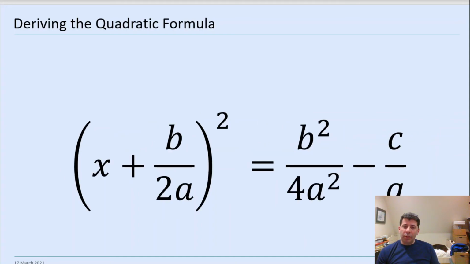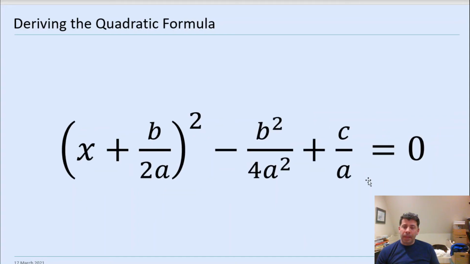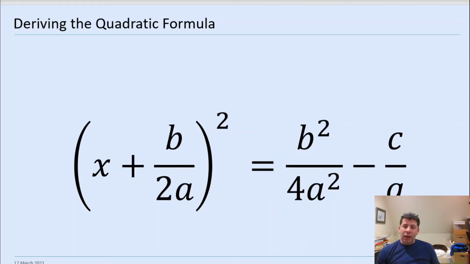Okay, then next up, we're going to take c over a from both sides, and we're going to add b squared over 4a squared to both sides. So what you get is b squared over 4a squared here, minus c over a, and then the terms on the left just disappear.